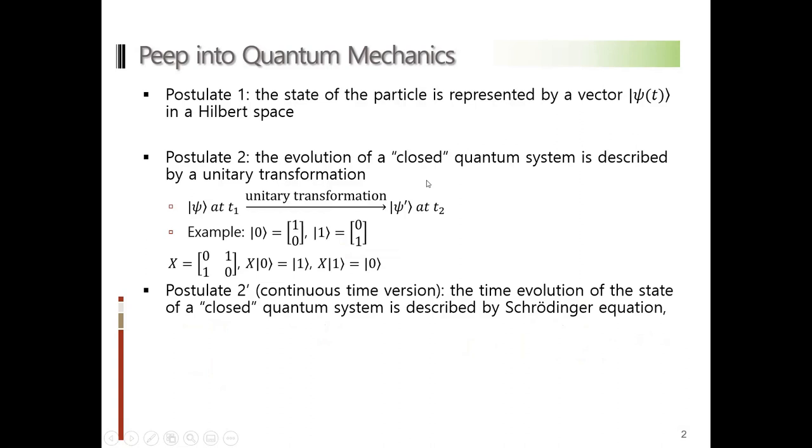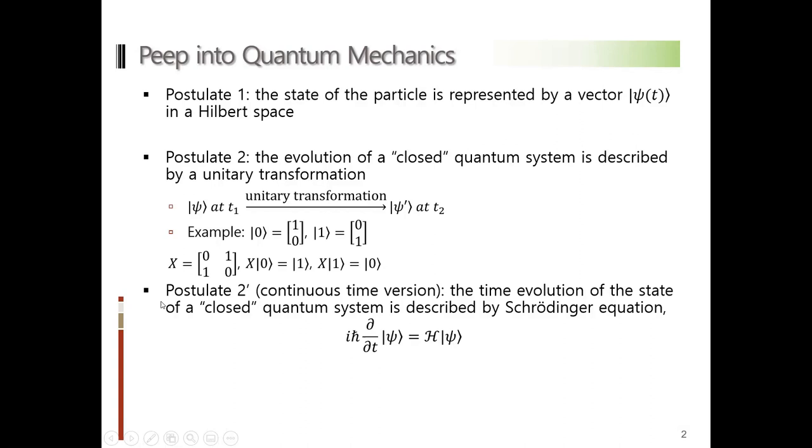This postulate is actually from the main text of our class, and typically this is the more conventional postulate 2. What postulate 2 says is that the future of the quantum state is determined by this first order differential equation. This equation has its own name, the Schrödinger equation. The postulate says that the time evolution of the state is described by this equation.